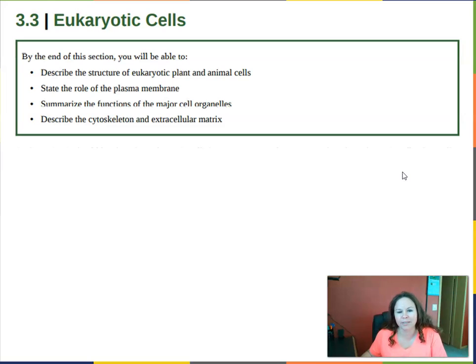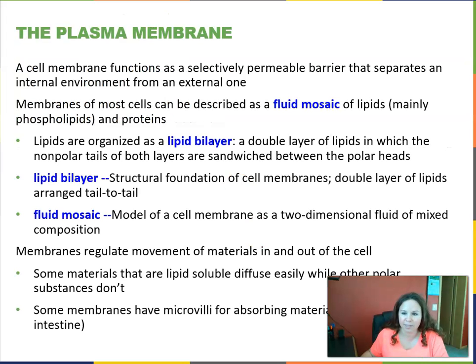We will state the role of the plasma membrane, though next week we'll get into more detail about the plasma membrane. Then summarize the functions of major cell organelles, and also what holds the structure of a cell, the cytoskeleton and the extracellular matrix outside of the cell as well. So let's start with the plasma membrane. The plasma membrane serves as a selectively permeable barrier. That means it's picky about what gets in and out of it, and it separates the internal and external environments of the cell.